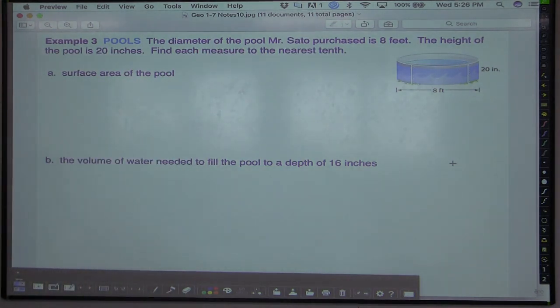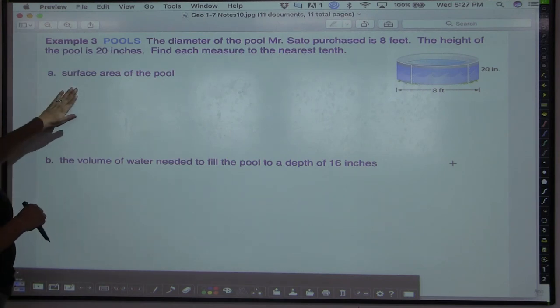And it says the diameter of the pool Mr. Sato purchases is 8 feet. The height of the pool is 20 inches. Find each measure to the nearest tenth. Now the problem with this is it seems pretty simple. There's two things going on here. First of all, they want the surface area of the pool.